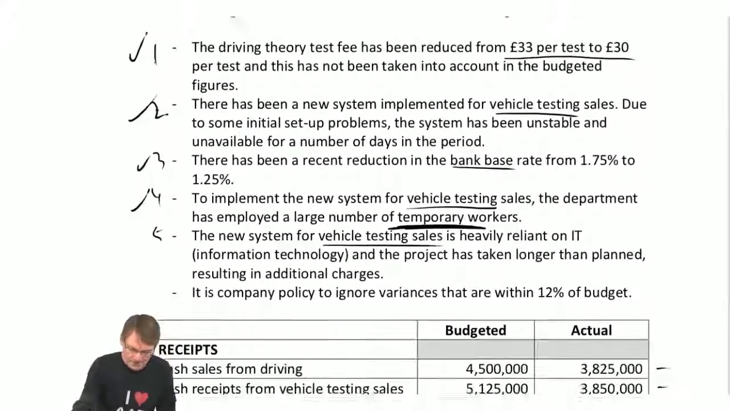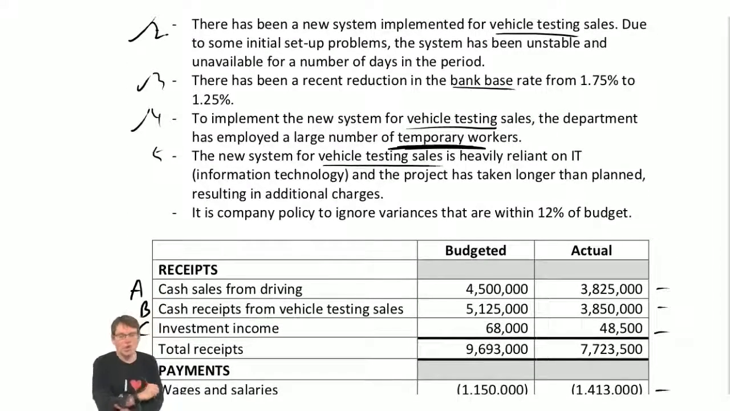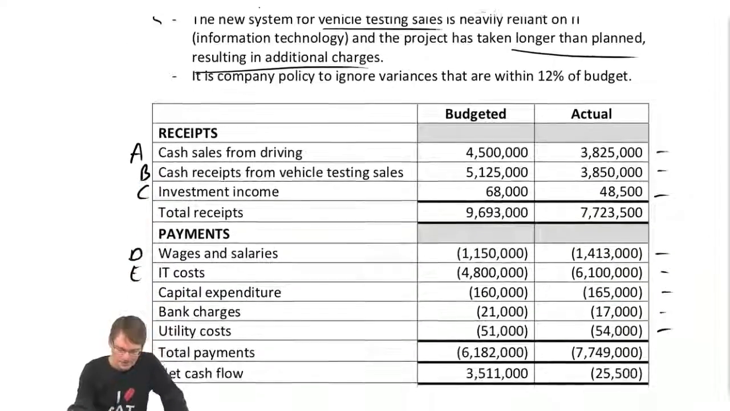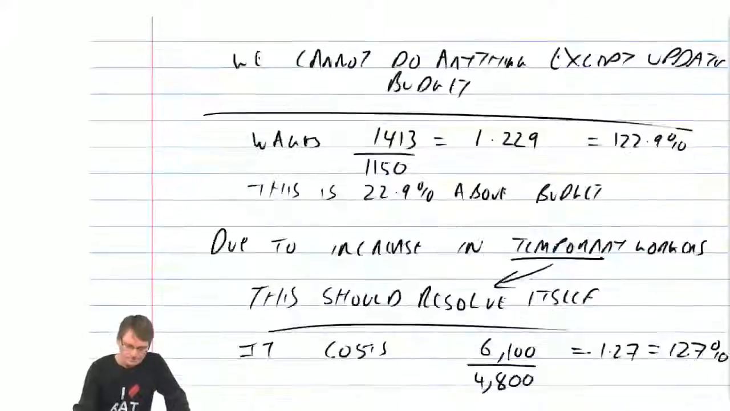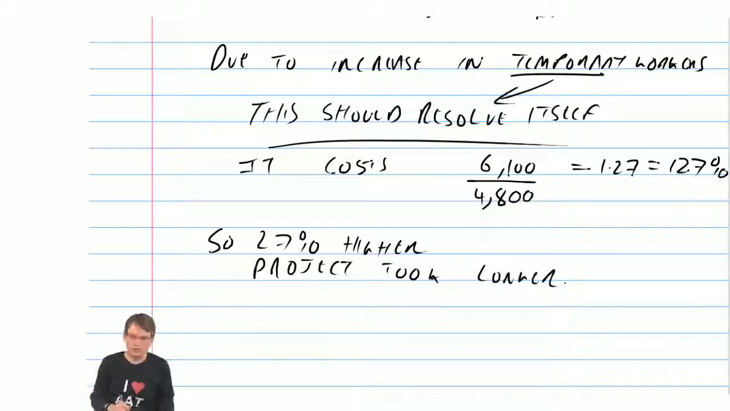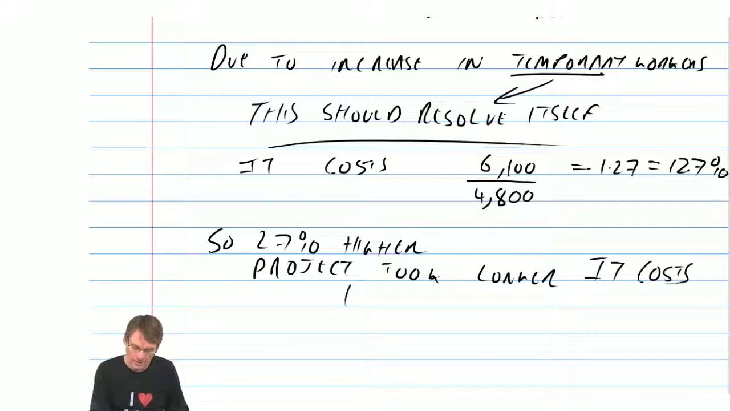Why did that happen? Number 5, the new system for vehicle testing sales is heavily reliant on IT, and the project has taken longer than planned, resulting in additional charges. So in other words, we've got the fact the project took longer. So the project took longer, therefore the costs were higher. And because it's an IT based project, the IT costs were higher.